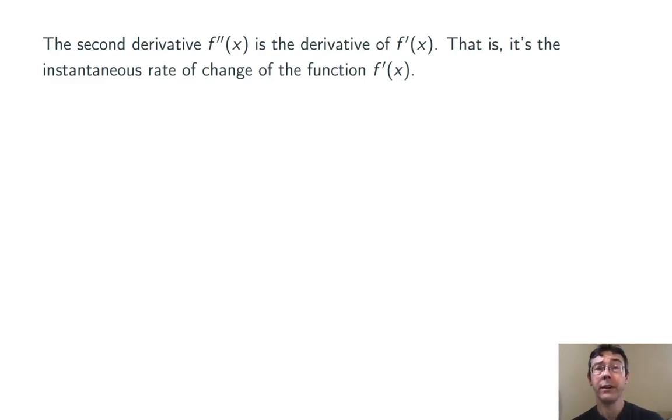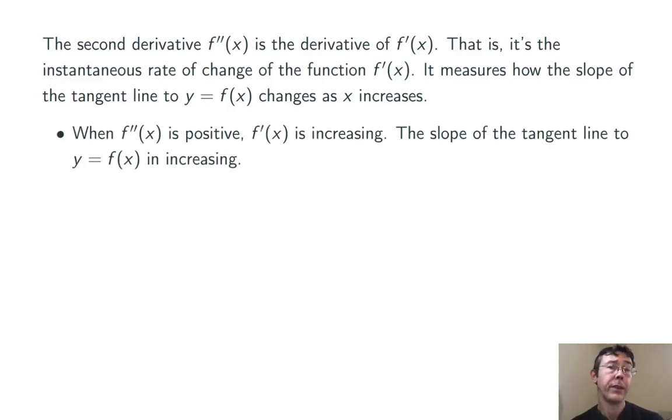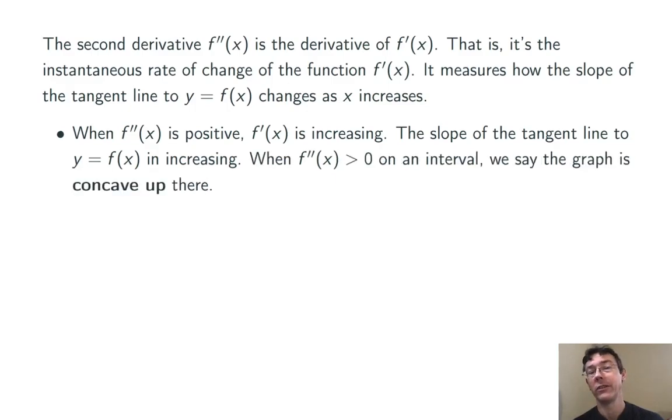Now, since we often interpret f prime as being the slope of the line tangent to y equals f of x, f double prime is measuring the rate of change of that slope. For instance, if f double prime is positive, then f prime is increasing. The slope of the tangent line to the graph of y equals f of x is increasing.